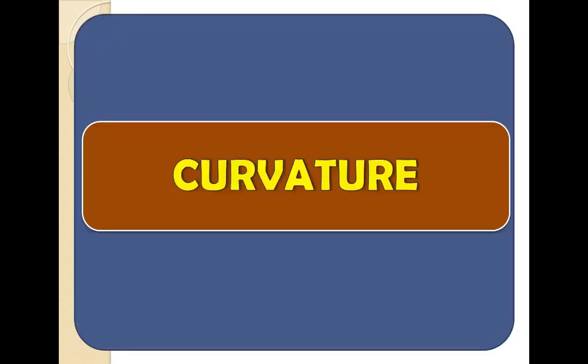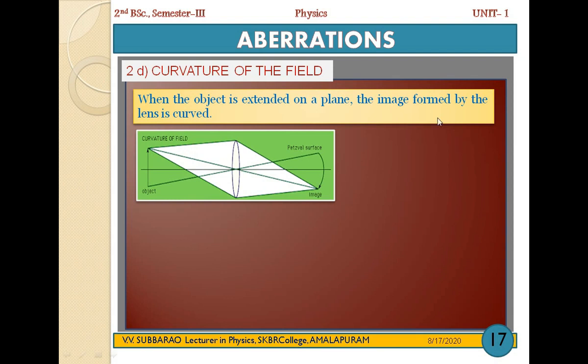Curvature. This is another type of monochromatic aberration that we will observe in our daily life. When the object is extended on a plane, the image formed by the lens is curved. Till now we have discussed point objects and formation of images by lenses. But in our daily life, generally we use lenses to produce images of several planes. If we want to take the photograph of a scenery placed on a wall, that means it is a plane.